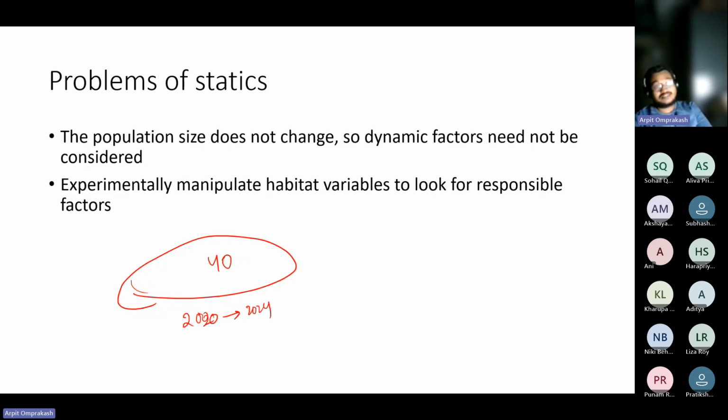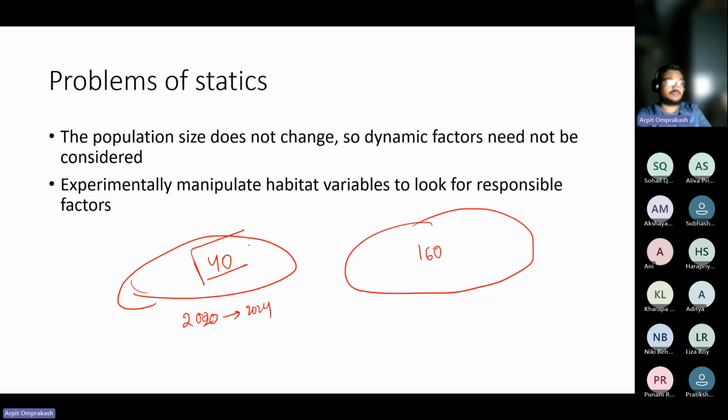So now we want to know why is it around 40? Why is it not more or less? Why is it not increasing? Right? Because there might be enough resources, but we don't see an increase. There might be another area of the same size where there might be 160 elephants nearby, right? Which might have similar conditions, but this area does not have that. Here only 40 individuals are present year after year. So we want to know why.